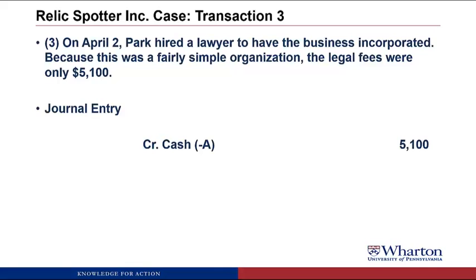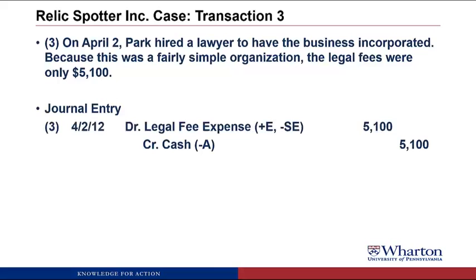So what are we getting for this cash? We're not really getting an asset. This is more just a cost of doing business. So what we're going to debit here is legal fees expense. Remember, expenses get increased through debits because an increase in an expense is a reduction in retained earnings or reduction in stockholders' equity. So the debit to legal fee expense increases expenses, reduces stockholders' equity, $5,100, and our debits equal our credits. So we're good on this one.